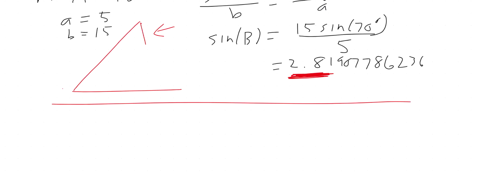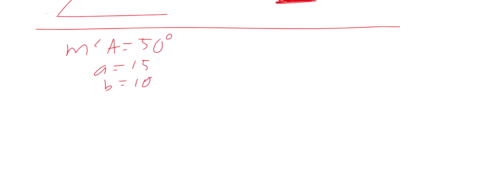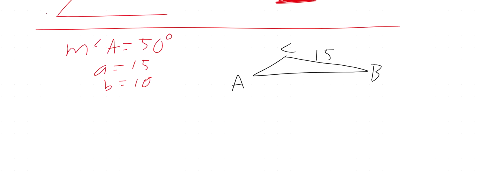All right, let's do one more example. Let's say the measure of angle A is 50 degrees. Side A is 15, and side B equals 10. All right, drawing our picture. And there's our 50 degrees.